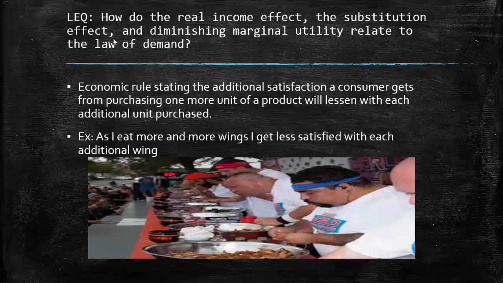So here's the thing. Here's diminishing marginal utility. There is no way that last order of wings was nearly as satisfying, gave me as much utility as the first order of wings. That is, as my consumption of wings increased, the satisfaction from each additional unit consumed, chicken wings in this case, was lessened.